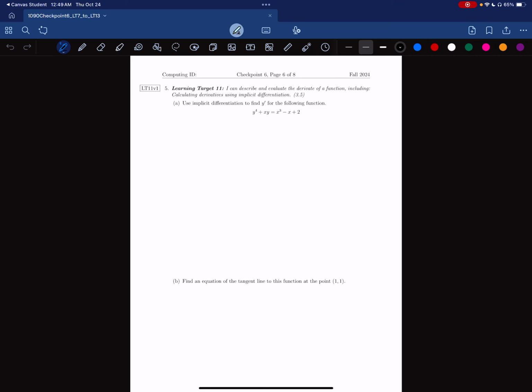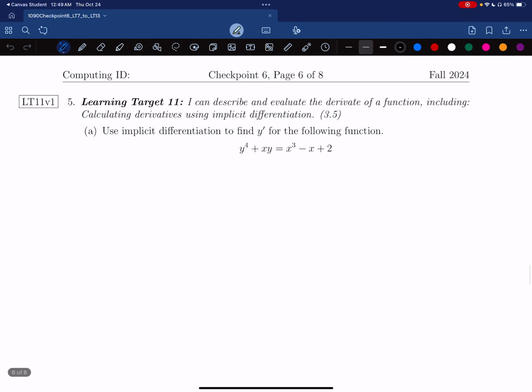Hi everybody. Today I will be going over learning target 11, which is about calculating derivatives using implicit differentiation. So let's jump into it.